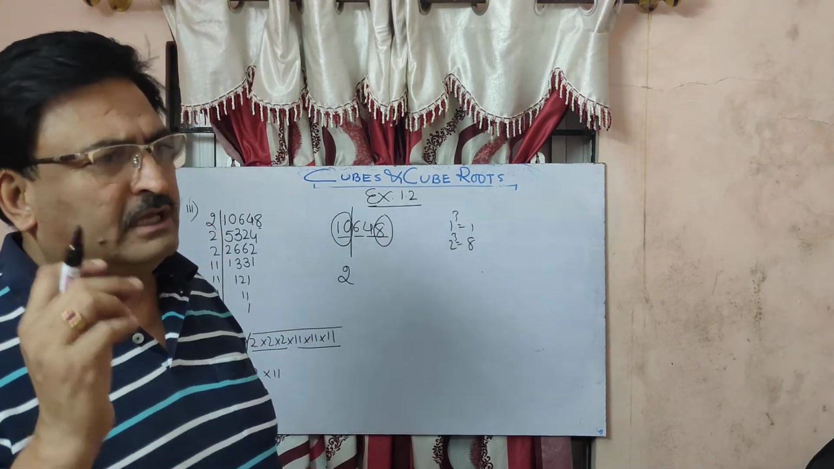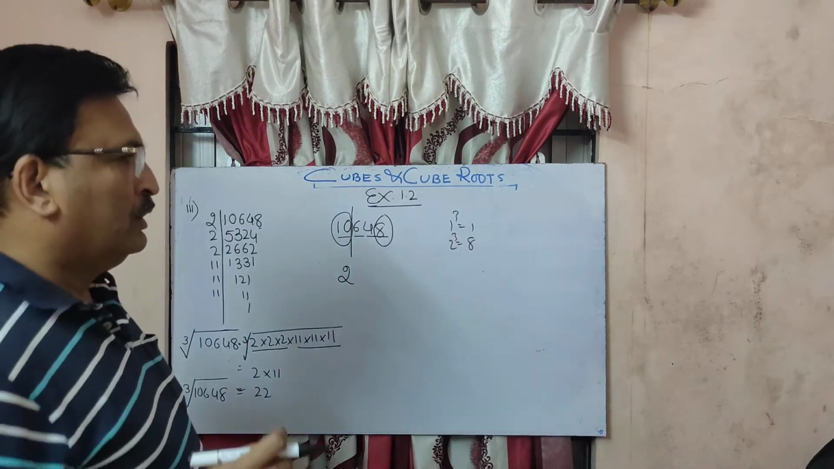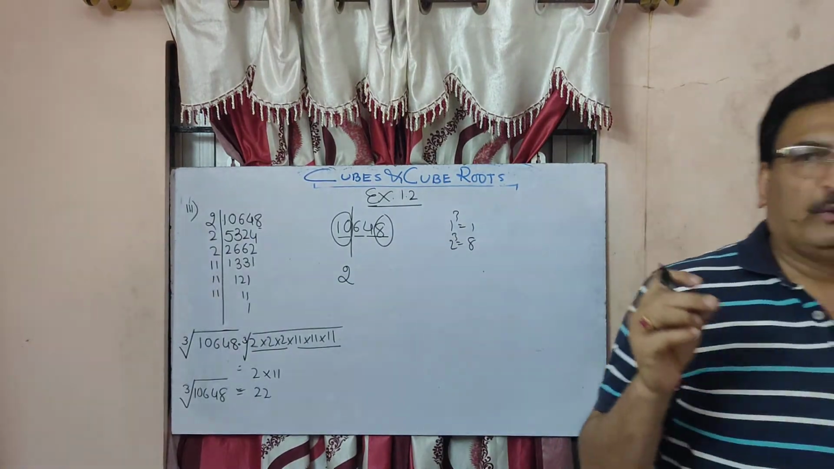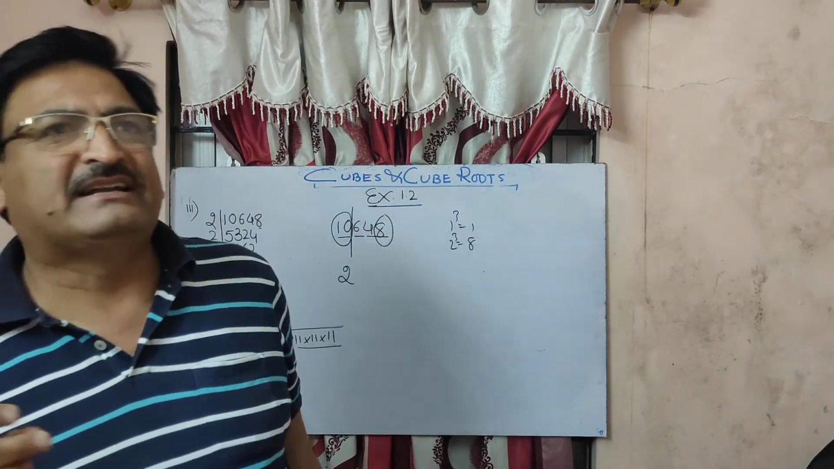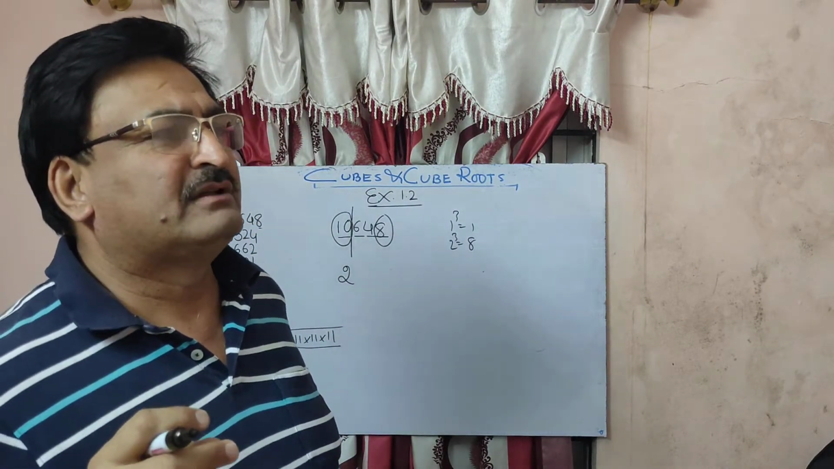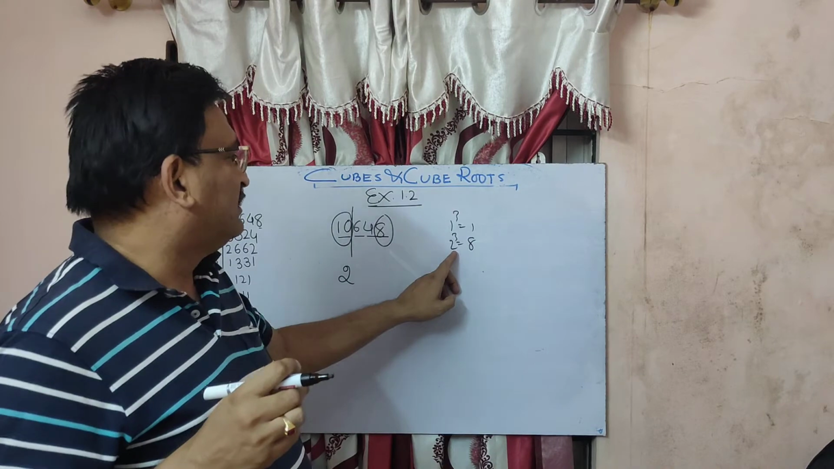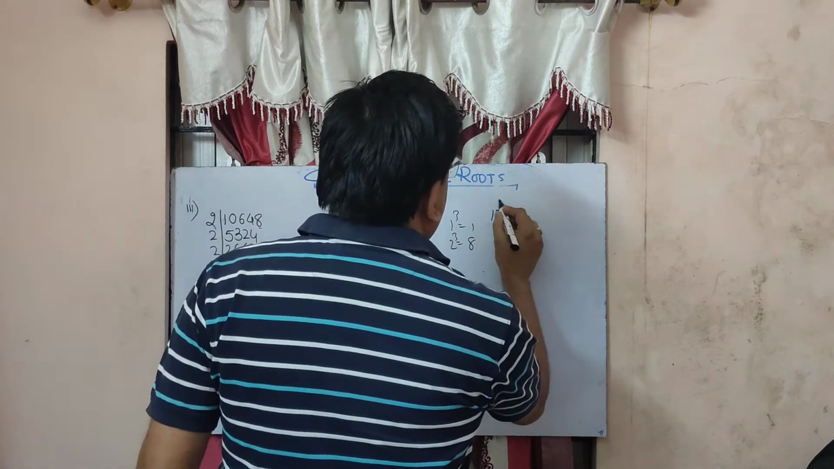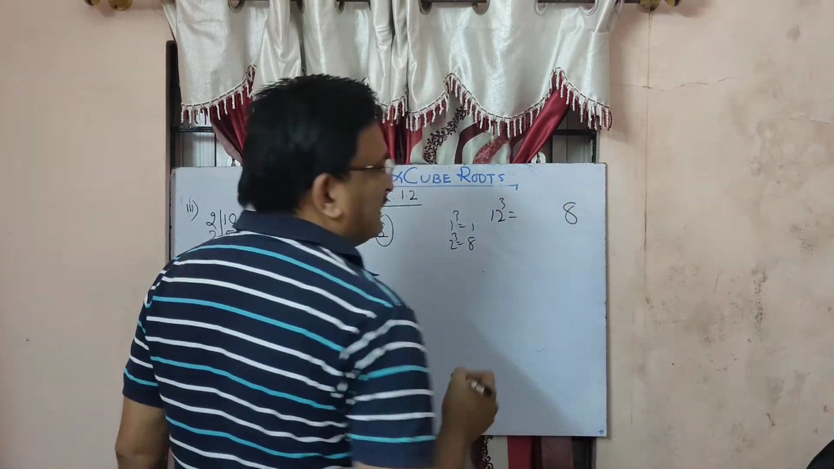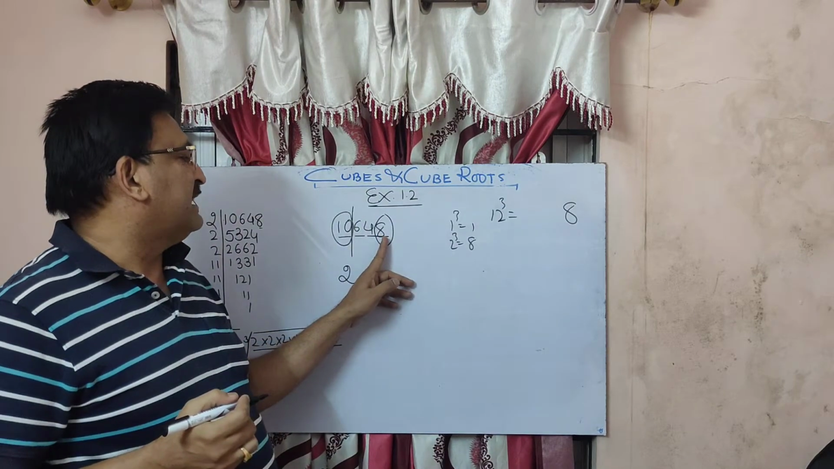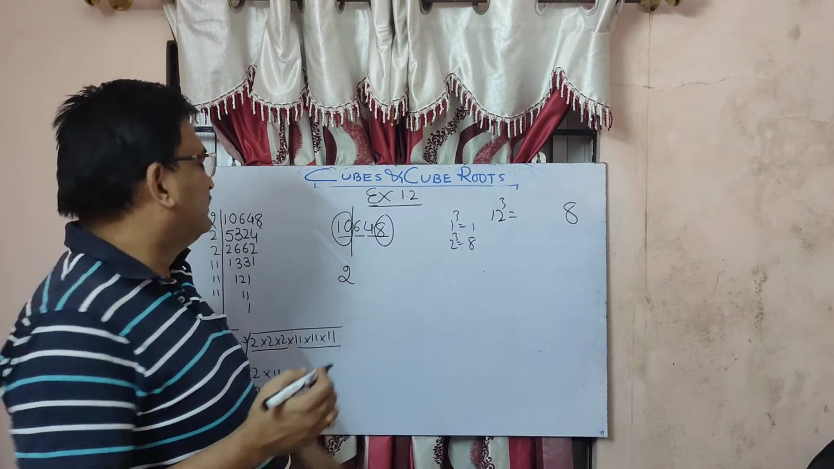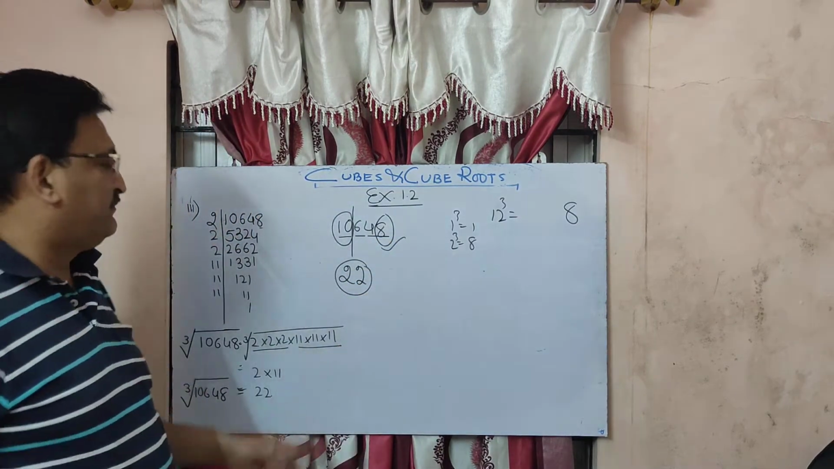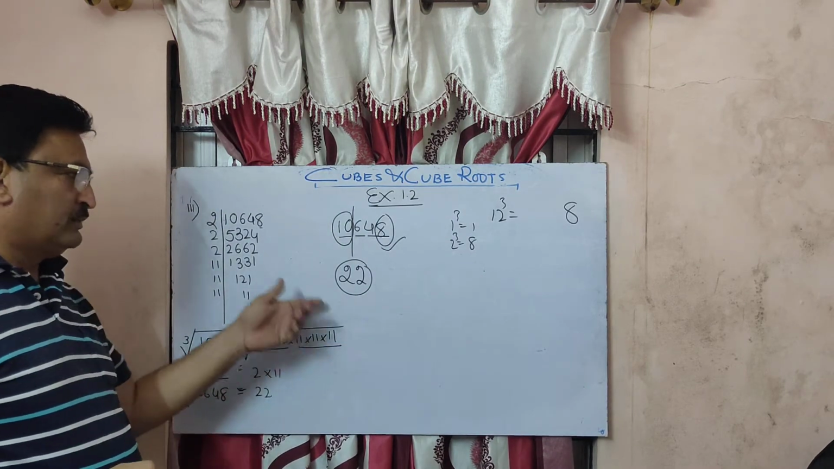Now you have to tell me, which cube ends with 8? For example, 2 cube is 8, so the last digit will be 8. Even 12 cube will end with 8 only. So now here 8 means the number will be 2 only. Just write 2. So this will be the cube root of this. So now you got the answer 22.